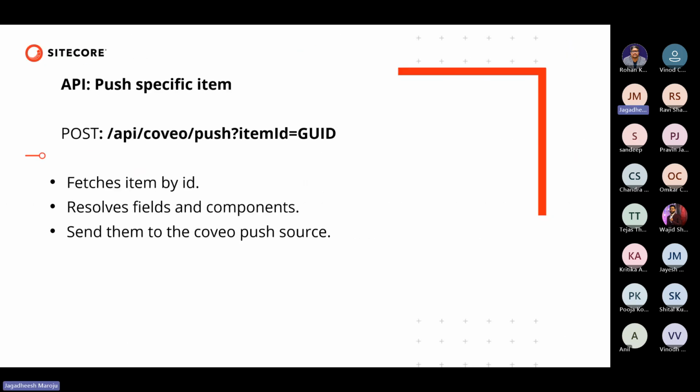Then push specific item. As I mentioned, it fetches the item by the ID you provided, and it resolves all the fields and components. And again, it will take care of excluding the fields that you configured, excluding the renderings that you configured, all that stuff. It will take care of all that and then send that item to the Coveo push source. And the Coveo push source API will take care of updating the content of that particular item ID you sent.